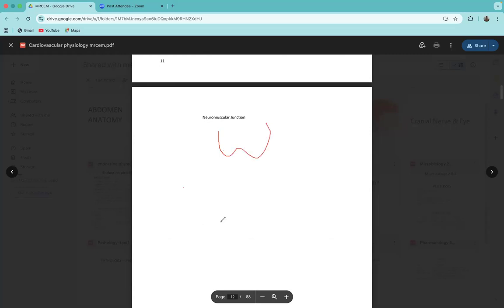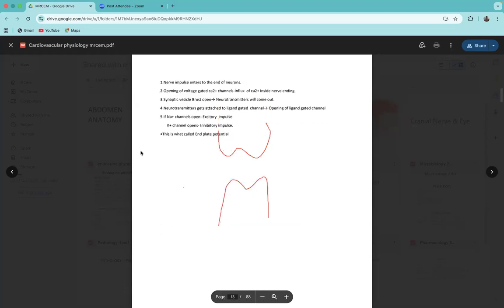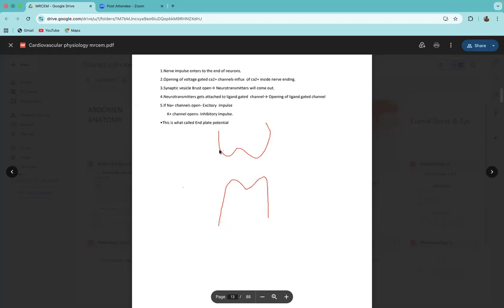This is a presynaptic cleft, and this is a postsynaptic cleft, right? So if we move forward to here, you can see the nerve impulses that enter the end of the neuron. We can imagine this as the end, or axon, of one neuron.